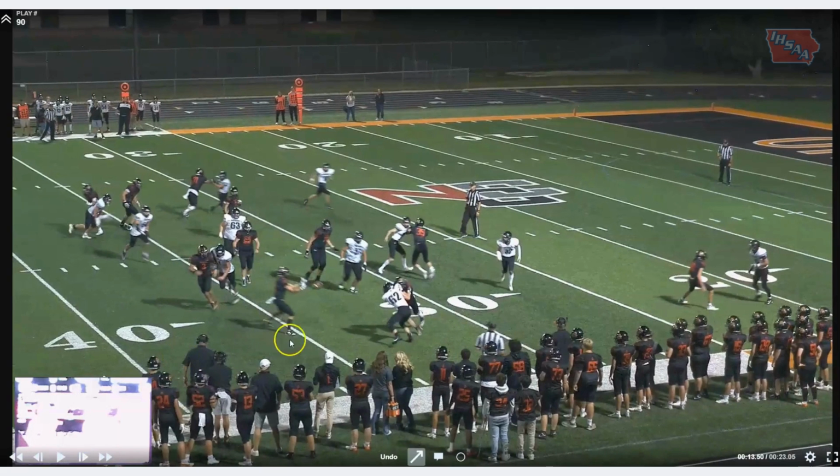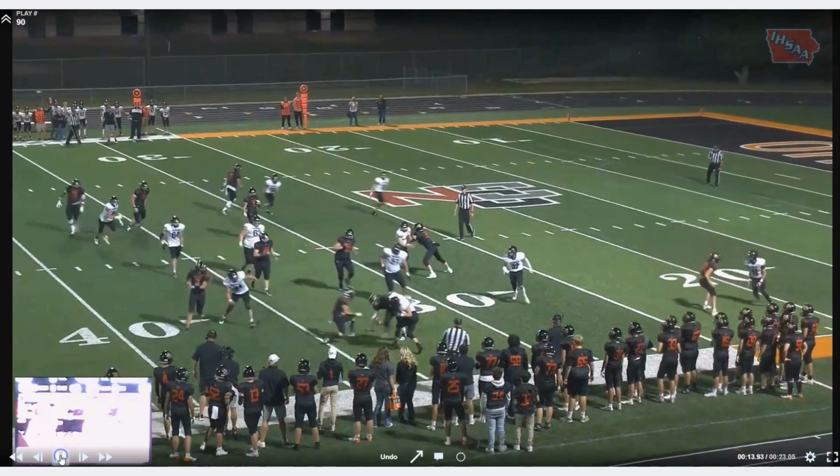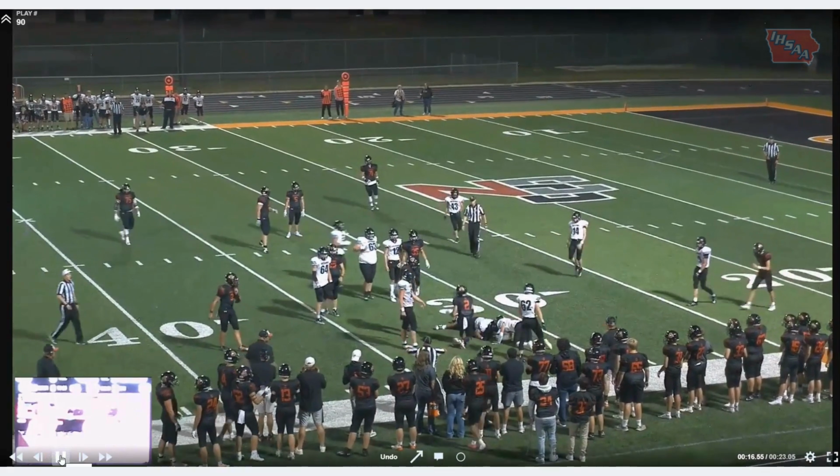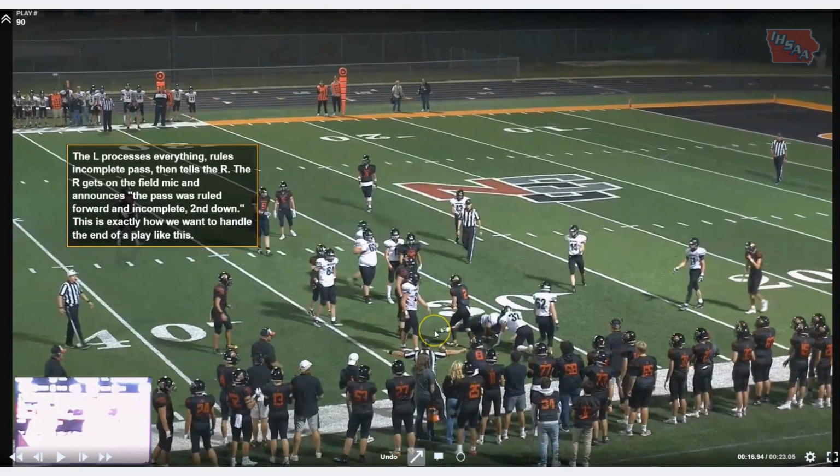And now, if he was back a little further, it'd be a little easier, but he does process all this, and he does make a ruling that this was a forward pass, and he's got it incomplete. And remember, that's perfect, because if we have doubt on forward or backward, we want to rule forward pass and incomplete. We don't want any cheap turnovers. Our philosophy is no cheap turnovers. Our philosophy is when in doubt, it's a forward pass and incomplete, not a backward pass where we have a live ball. So the line judge processes everything.